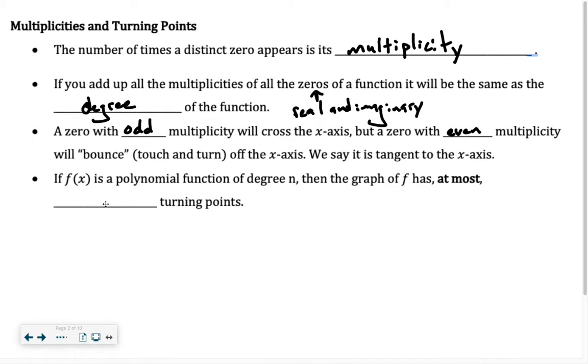Now, the last idea here is that for a polynomial of degree n, the graph will have at most n minus 1 turning points. For example, let's say we have a third degree function. A third degree function could look something like this. The turning points are these guys right here, where we change from increasing to decreasing or decreasing to increasing. So here, this is a third degree polynomial. It has two turning points. So that's an example of what that last idea means.